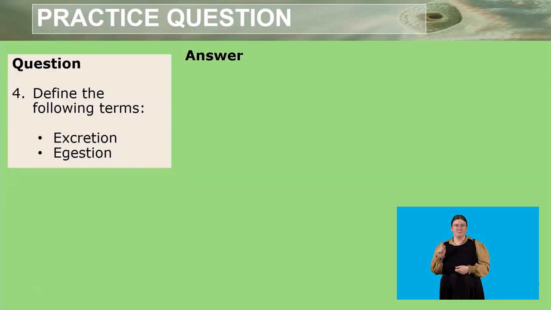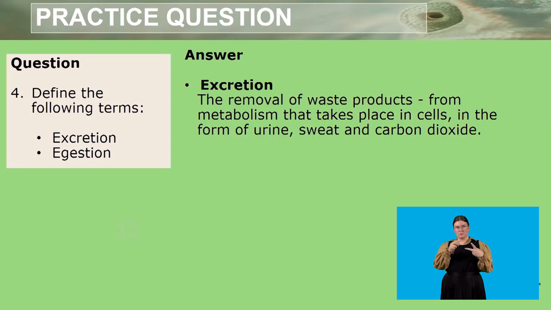Moving on to question number 4. The instruction says, define the following terms. The two terms are excretion and egestion. Okay, so during the process of excretion, we have the removal of waste products from metabolism. And we know that metabolism takes place in cells. These waste products can be found in the form of urine, sweat, and carbon dioxide.